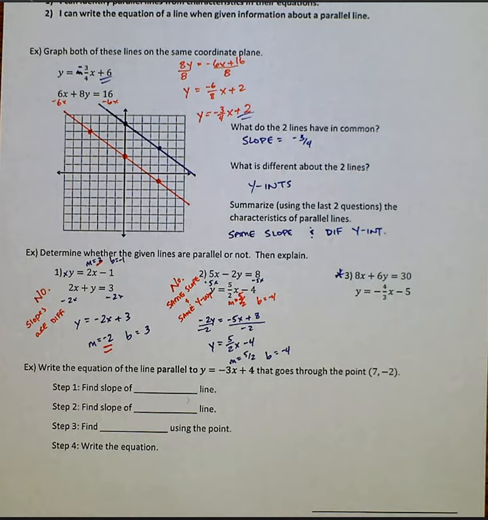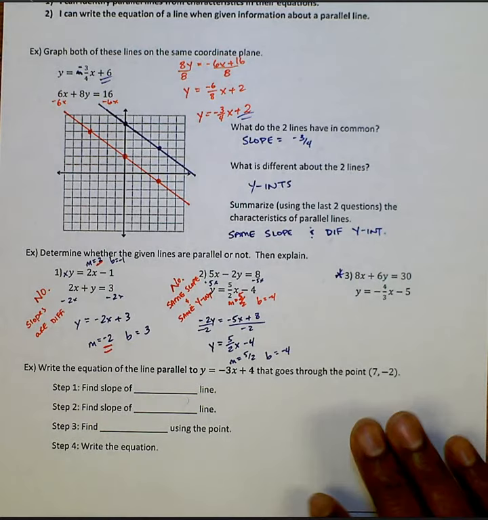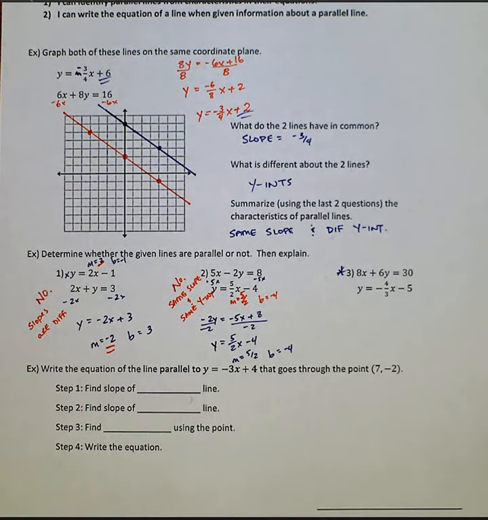The next section is going to say, write the equation of the line parallel to y equals negative 3x plus 4 that goes to the point 7, negative 2. So we're going to be writing an equation for a line, sort of like what we did in previous sections. But here's our process.